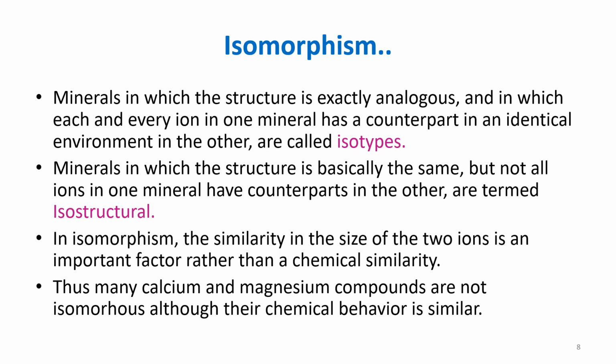And isostructural means minerals in which the structure is basically overall the same, but not all the ions in one mineral have a counterpart, as is the case with isotypes, but that will not happen here. Only the structure is the same, and the minerals do not have counterparts. So this is known as isostructural.